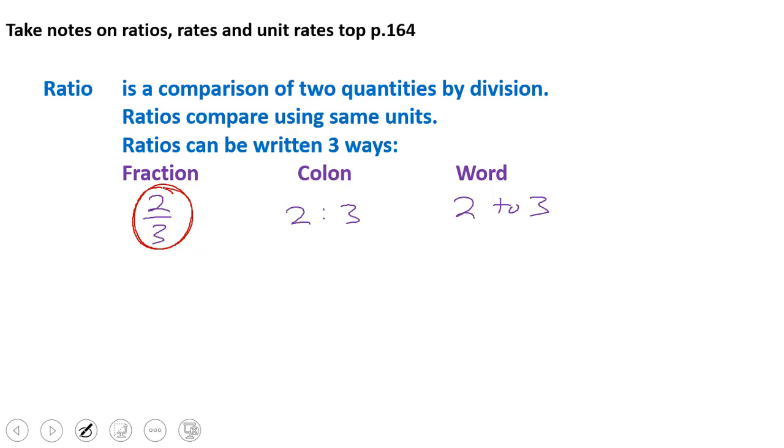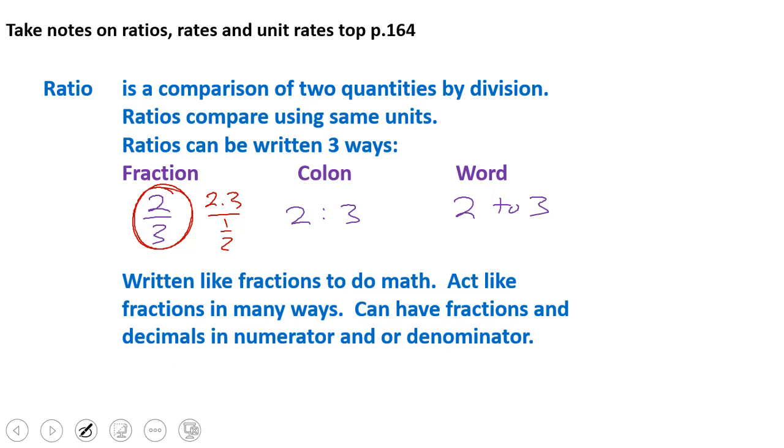Now, ladies and gentlemen, since we can write it in fractional form, it has many qualities of fractions. They can be simplified, just like a fraction. However, they can have decimals and fractions in the numerator and the denominator of this ratio. In other words, I could say 2.3 to 1/2. That is a ratio. You're allowed to have decimals and fractions in the numerator and denominator of ratios. You can simplify these ratios just like you do fractions. Let's continue on with fractions. They're written like fractions to do math. We just said that. They act like fractions in many ways, and that you can have decimals in the numerator and or the denominator. I said all that. You might want to write some of it down now before we go on to rates.